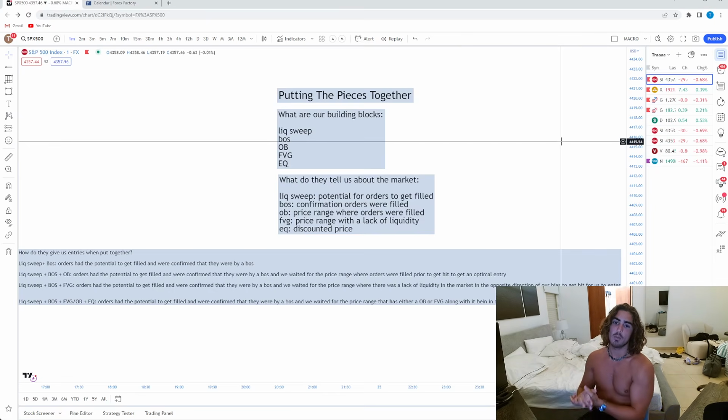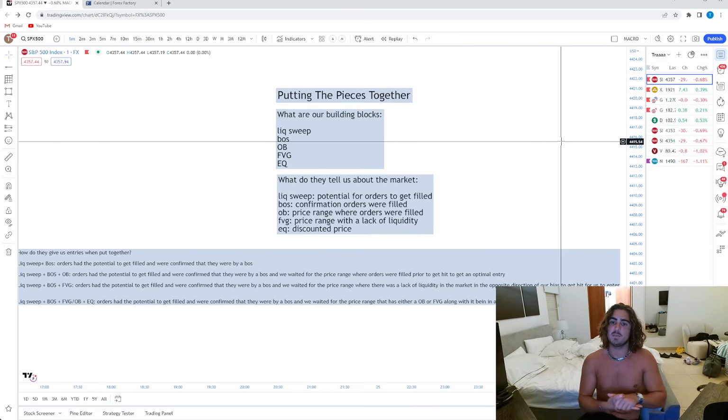Okay, moving forward. What do order blocks tell us about the market? Order blocks are the price range where orders were filled, right? It's that move up that caused the liquidity sweep where orders were able to get filled within that price range, okay? And then boom, price drops because of it. Next, what do fair value gaps tell us about the market? Fair value gaps are the price range with a lack of liquidity, right? There was nobody going in the opposite direction of the market. It's usually that big imbalance candle, either a big candle to the upside or a big candle to the downside with no counteracting orders within there, right? So there's a lack of liquidity within that price range.